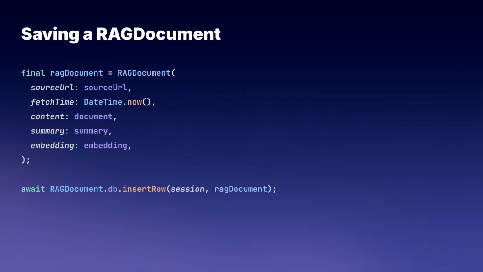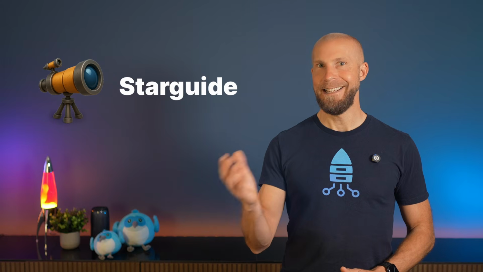Let's create a new RAG document object and insert it into the database. We use the RAG document.db.insertRow method to insert our object into the database. Easy as that. Let's take a step back and look at what we have so far.